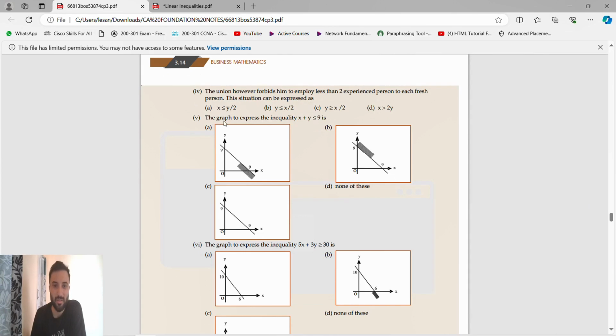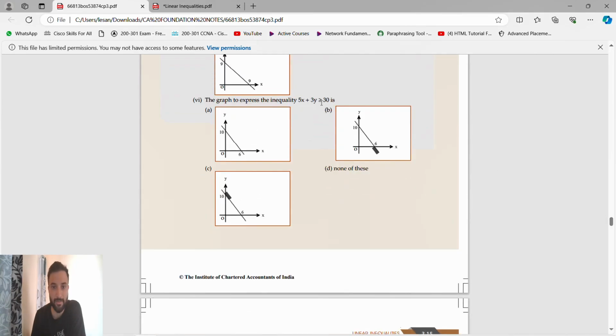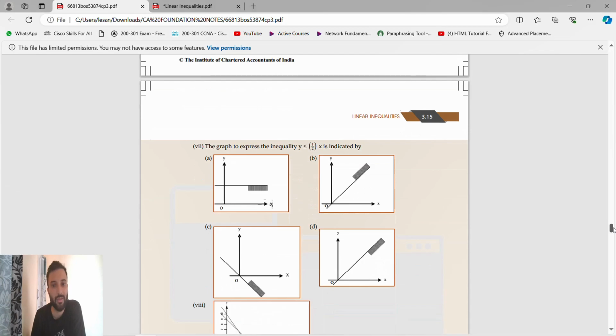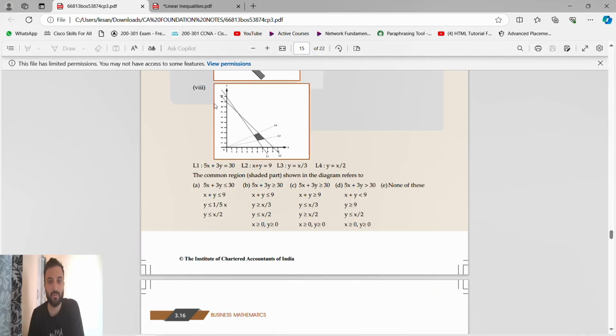Now see here, the graph of this equation, X plus Y is lesser than. This is greater than, this is lesser than, but these don't have anything. So A is greater than, these don't have anything. This is lesser than, this is greater than. C is the number. See how easily you will find the answer. Okay, we'll come to the next number.